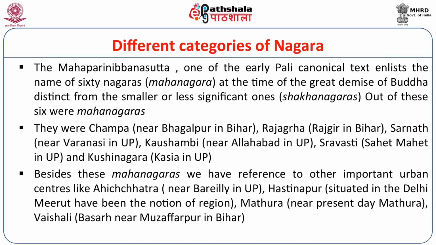Out of these, 6 Mahanagaras were very important. These were Champa, which is located in Bhagalpur in Bihar, Rajagriha, Sarnath near Varanasi in UP, Kaushambi near Allahabad in UP, Sravasti, Sahet-Mahet in UP, and Kushinagara, that is Kasia in UP.